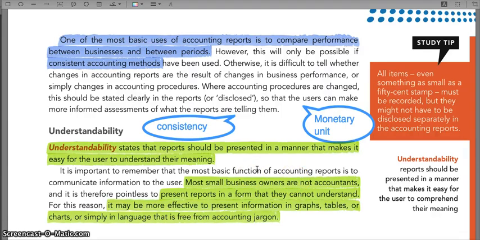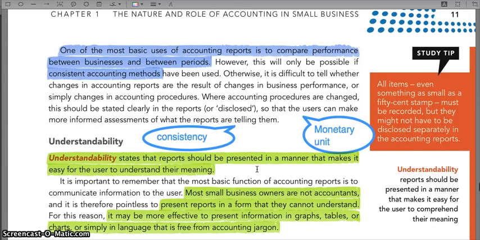So what I want to have gained from this exercise, gentlemen, is that we can really link our qualitative characteristics to our accounting principles, and if we're following our accounting principles, then we're not going to have any issues with our qualitative characteristics.